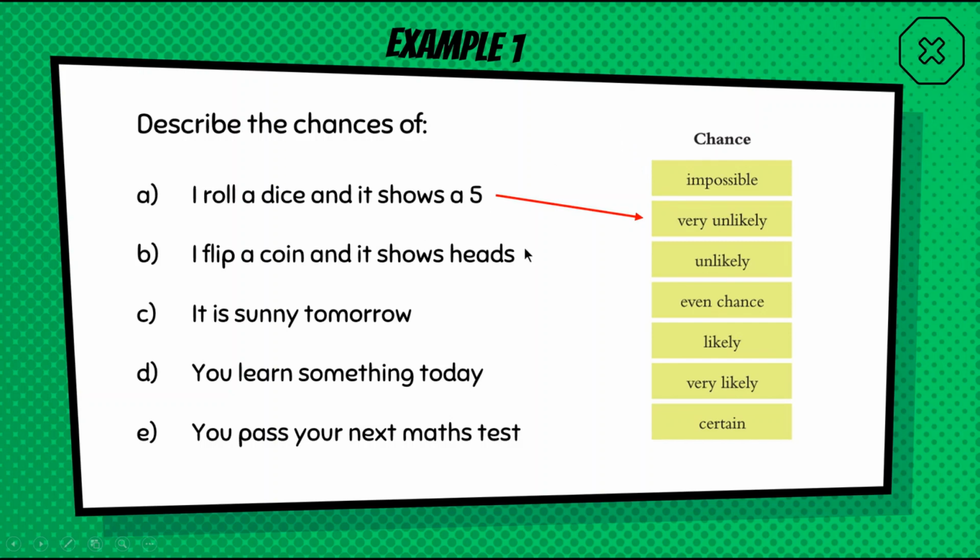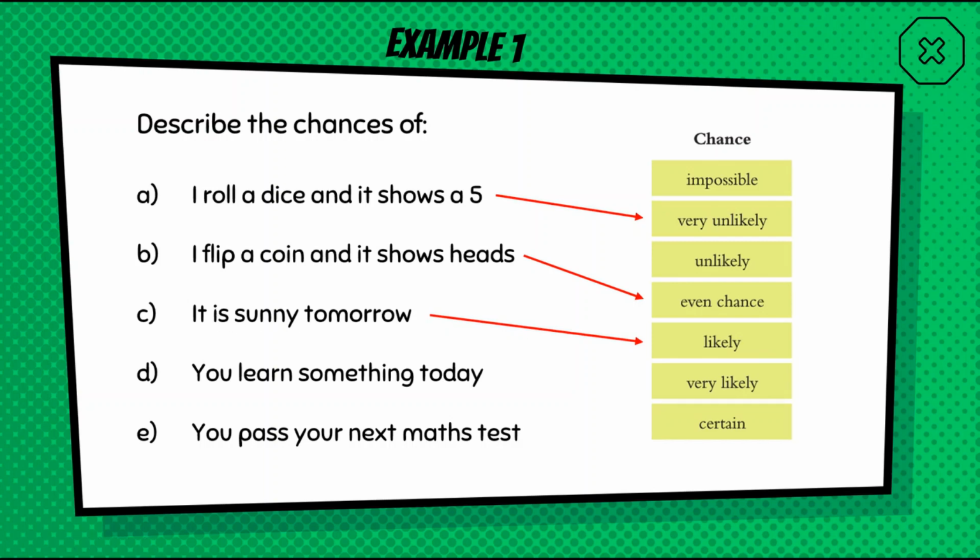Flipping a coin and it shows heads is obviously going to be even chance. It's a 50-50, could go either way. It is sunny tomorrow. Where I am right now is looking pretty unlikely, but for most days it's sunny, I find. So I'd say being sunny is pretty likely, or just likely. But that's a bit circumstantial. It's probably a bad question.